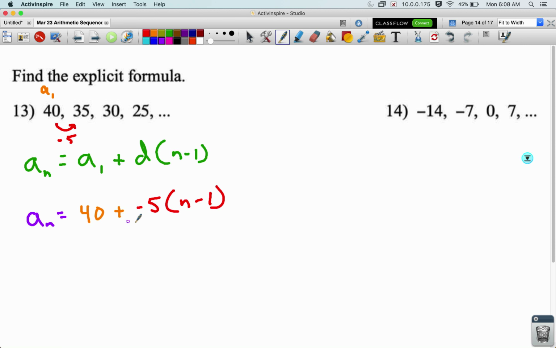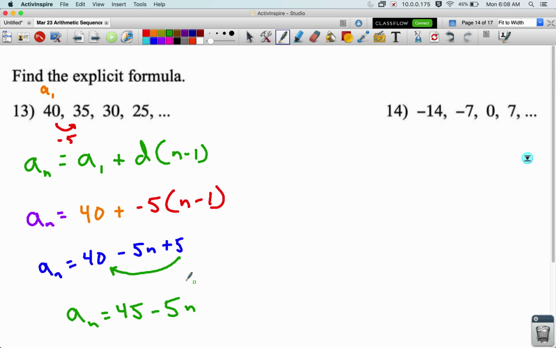All right, now this can be simplified. So a sub n equals 40 plus negative 5 times n minus 1. We're going to distribute that negative 5. A sub n equals 40 minus 5n plus 5. Negative times a negative is a positive. Combine like terms here. And normally, for whatever reason, the constant is brought to the front instead of bringing the 40 to the end. And so the constant goes first. A sub n equals 45 minus 5n. This will give us any term. We can double check it.